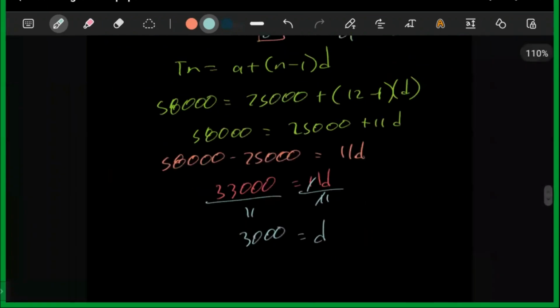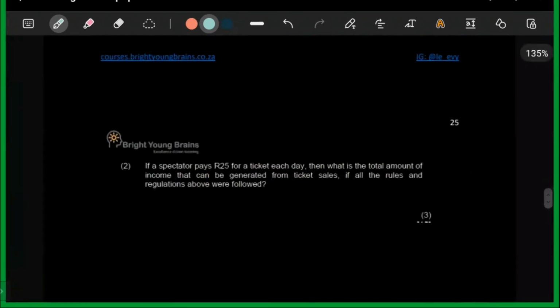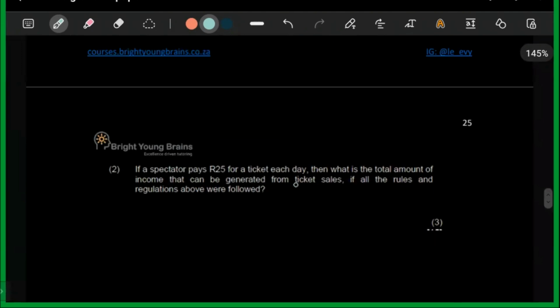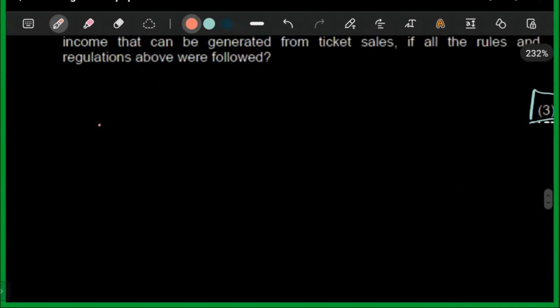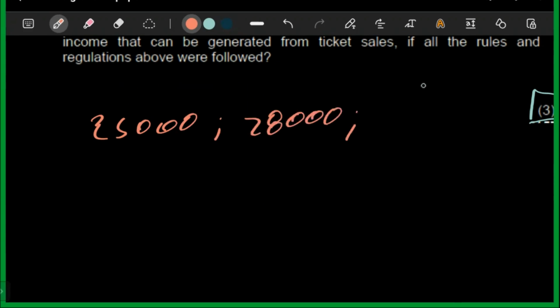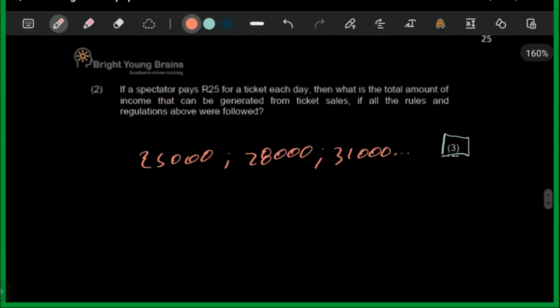Let's keep things moving. Question 2 here says, if a spectator pays 25 Rand for a ticket each day, then what is the amount of income that can be generated from the ticket sales if all the rules and regulations were followed? So the fortunate thing is, if you look at it logically, the first day, 25,000 people, right? The second day, you add 3,000, that's like 28,000 people. And then you add another 3,000, that's like 31,000 people. Going onwards, right? Until you have 58,000 people.